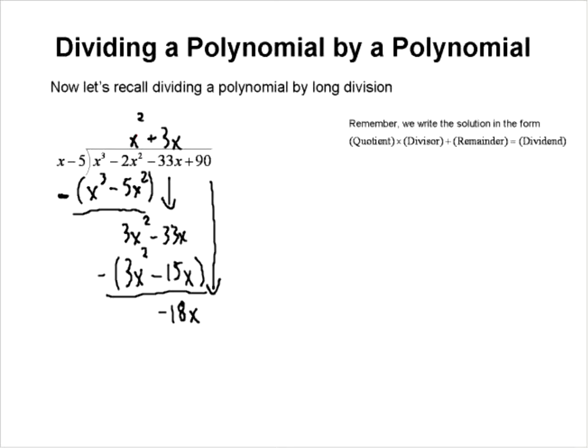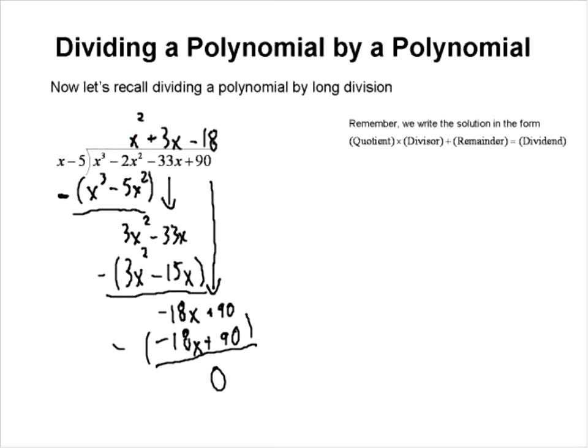We bring down the plus 90, and negative 18x divided by x is negative 18. Negative 18 times negative 5, positive 90 is what I should say. And negative 18 times x is negative 18x. And lo and behold, when we subtract, we get a value of absolutely nothing.